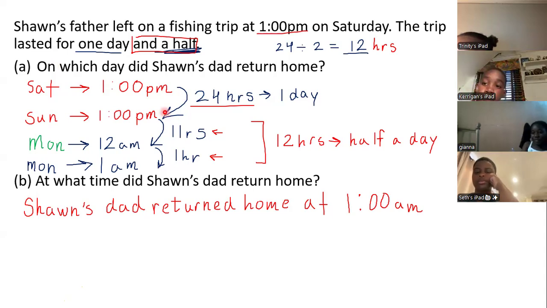It says his father left at 1 p.m. on Saturday, and the trip lasted for 1 day and a half. So if he left at that time, 24 hours is a day. So that's Sunday, 1 p.m.